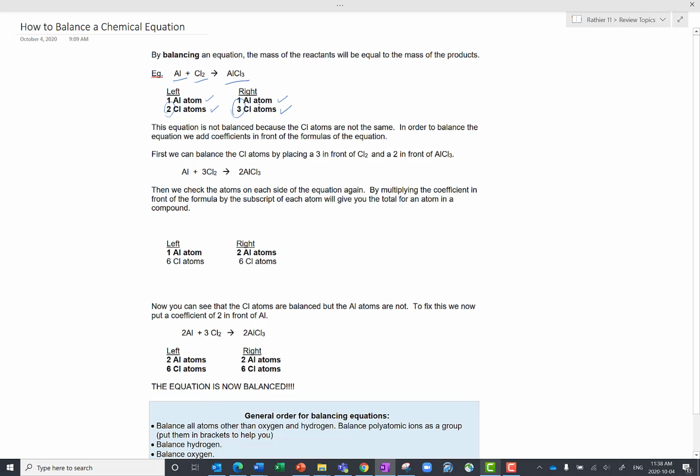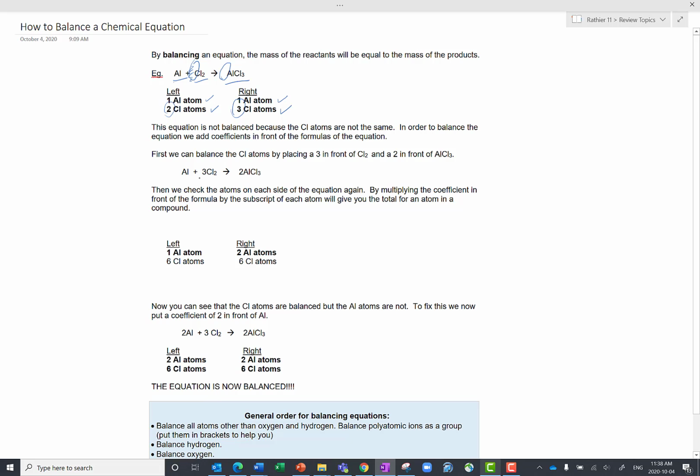equal to each other? I need to change the coefficient, or the number in front of the formula, so that I can make it so that the atoms are the same on both sides. So a common multiple between 2 and 3 is 6. So I can say to myself, okay, if I want 6 chlorines on this side, what number should I put in front so that I have a total of 6 chlorines?